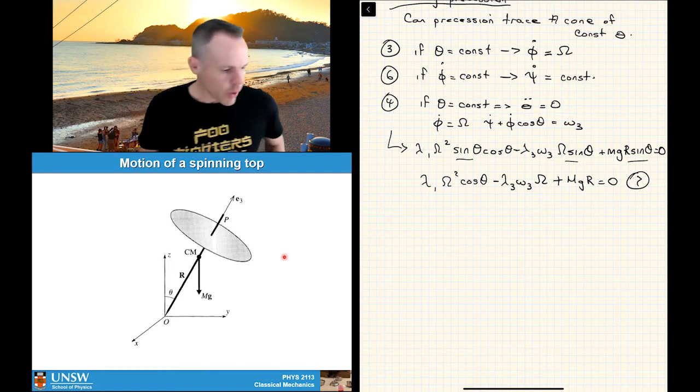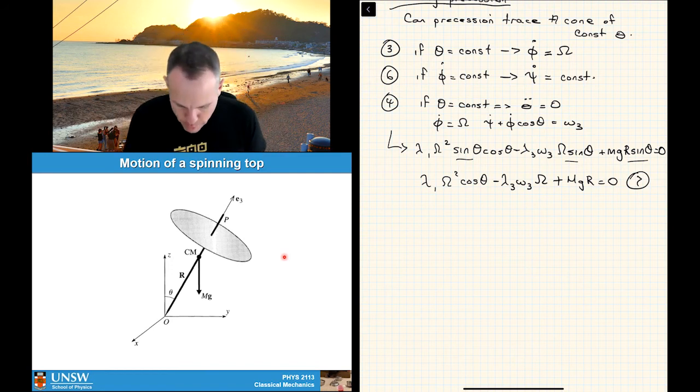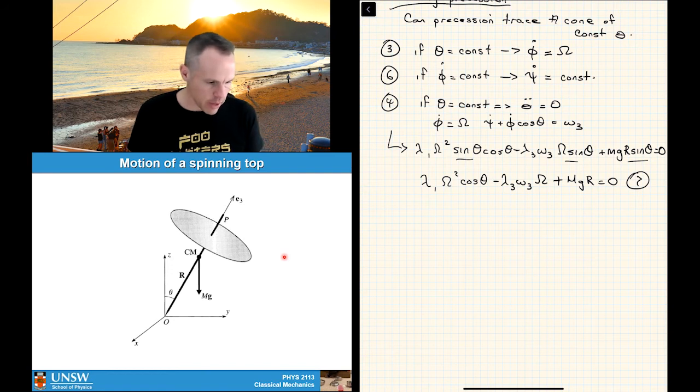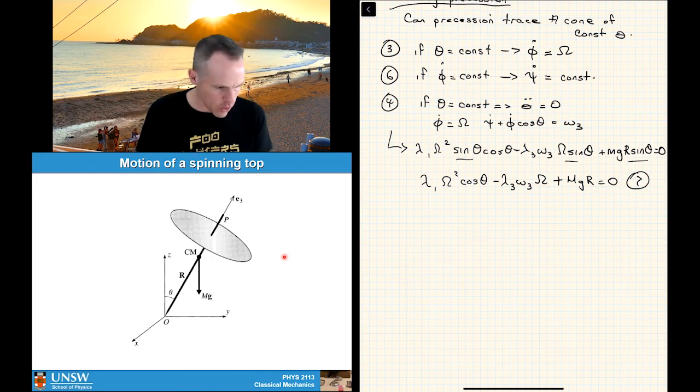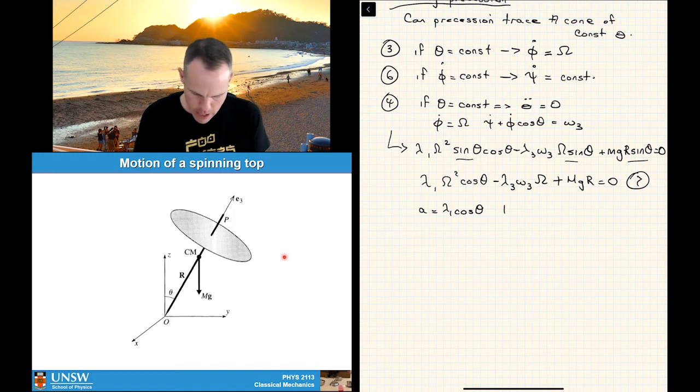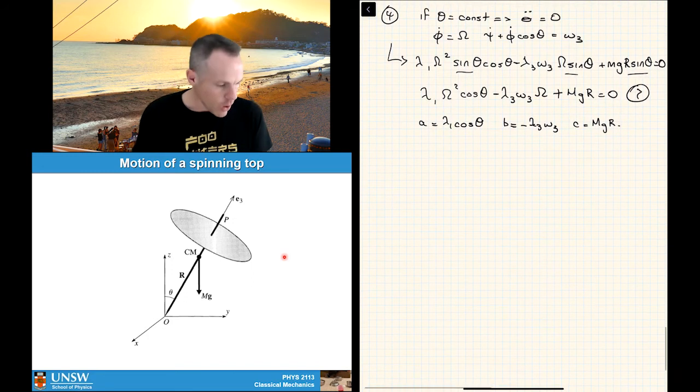All right, equation 7 is a quadratic, and if we want to solve this equation, then we basically need to go through and solve a nice big quadratic equation in here, right? What we can do is make A equals lambda 1 cos theta. We can make B equals minus lambda 3 omega 3. And we can make C equal mgr in here, right?